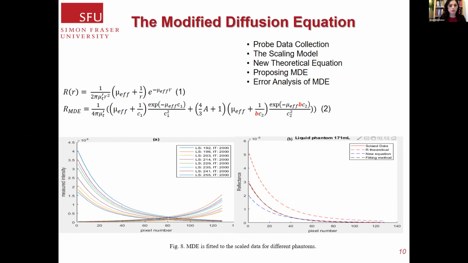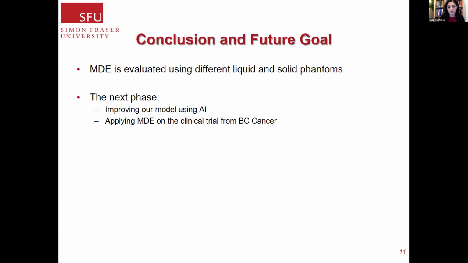The modified diffusion equation is the black line here superimposed on the red line. You can see this is our new theoretical result, and it perfectly matches the experimental curve, and we called it the modified diffusion equation. We did some error analysis and found that with minimum error it can perfectly match the curve, and the error analysis shows 80% improvement for the solid phantom if we use the modified diffusion equation compared to the diffusion equation.